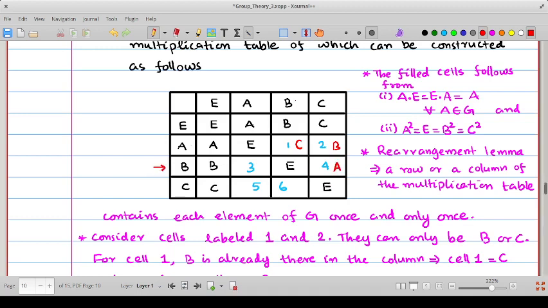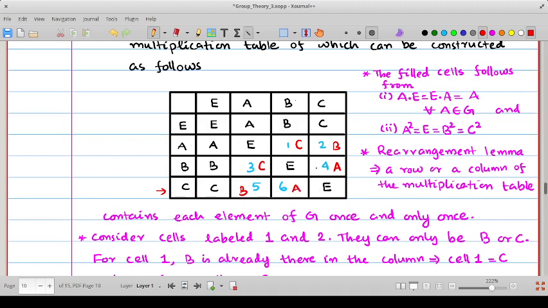Now we look at this row corresponding to B. The row already contains B, A, and E. The only remaining possibility is C, and therefore cell 3 should be C. Now look at the row corresponding to A. A, E, and C are there. The remaining possibility is B, and therefore cell 5 should be B. Now looking at the row corresponding to C, we already have C, B, and E there, and therefore this should be equal to A.